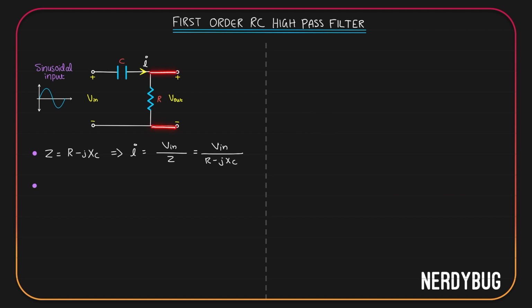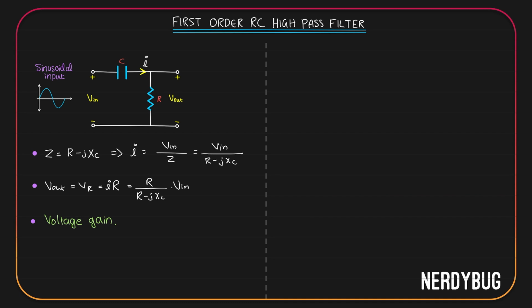Output is taken across the resistor. So I can write V output is actually the potential across the resistor. That is I multiplied by R according to Ohm's law. But we already found an expression for I. So I can write this is equal to V in divided by R minus jXc multiplied by R. I want to put R over here and take V in out.